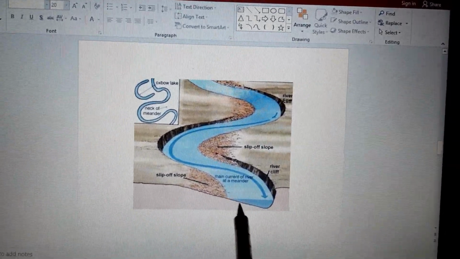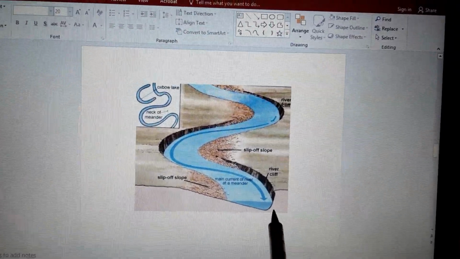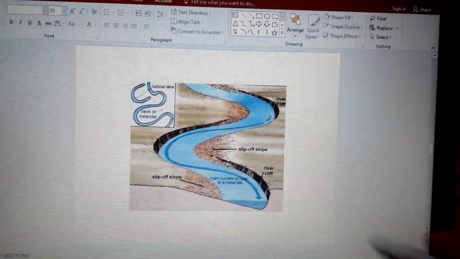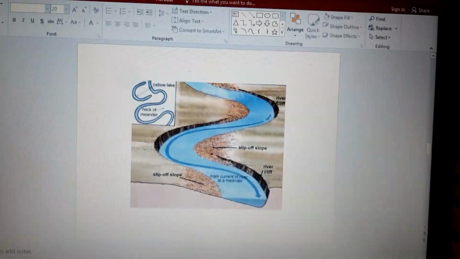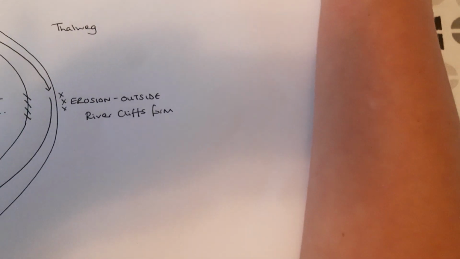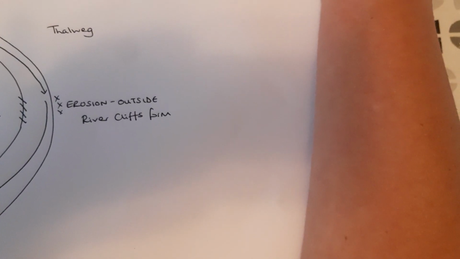Now see this bit here at the front of this diagram? This is like a cross section through the river bend or meander. So let's have a look at that in a little bit more detail.